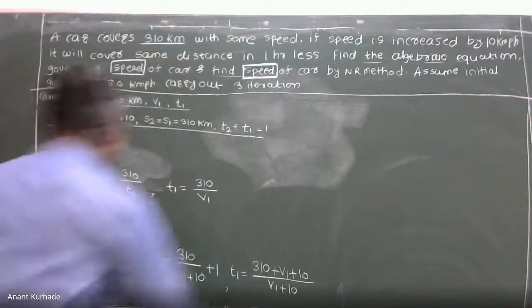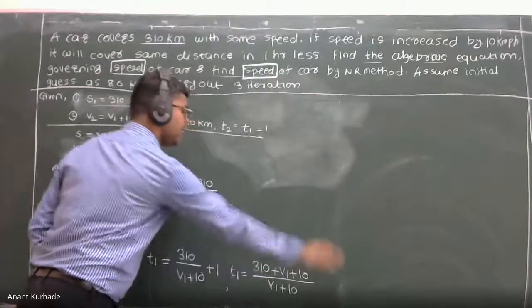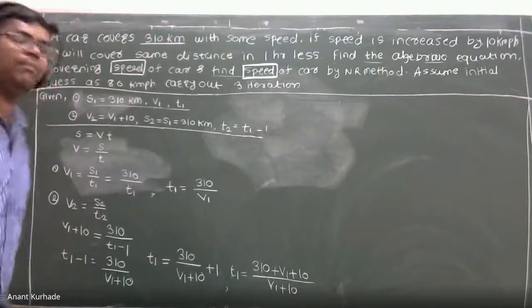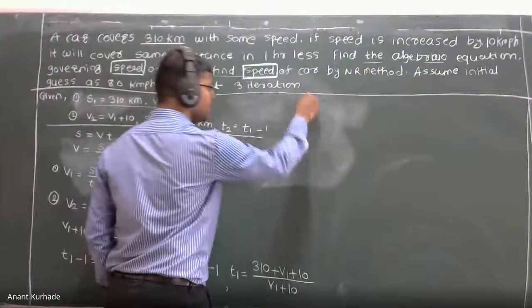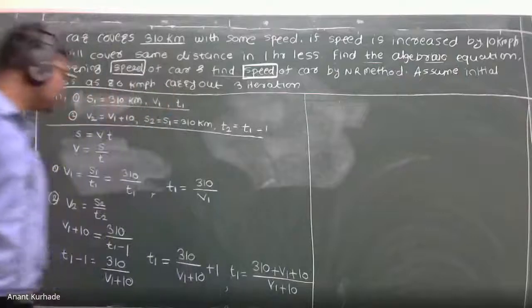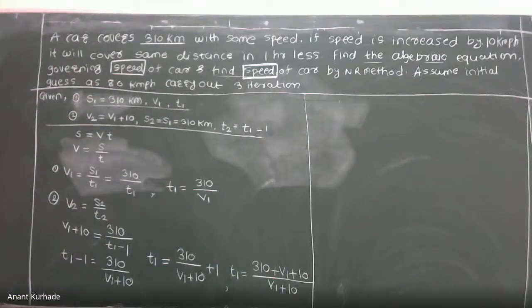So again you can write this: T1 is equal to 320 plus V1 divided by V1 plus 10. Once you write this, once you finish this, then it will be simple.